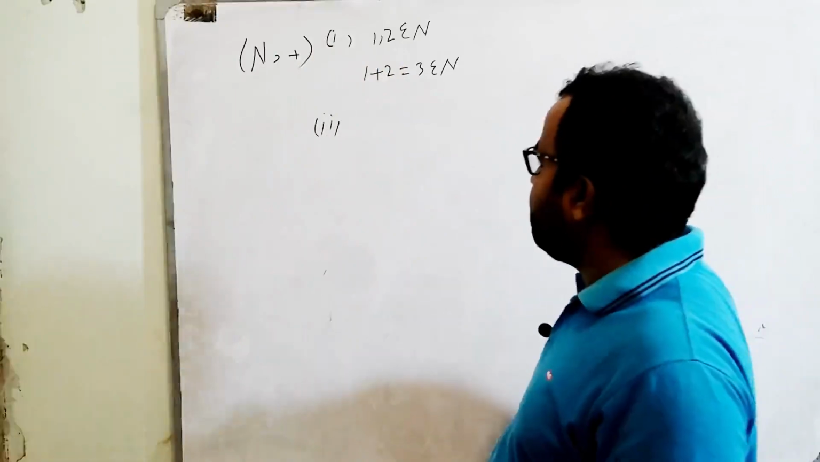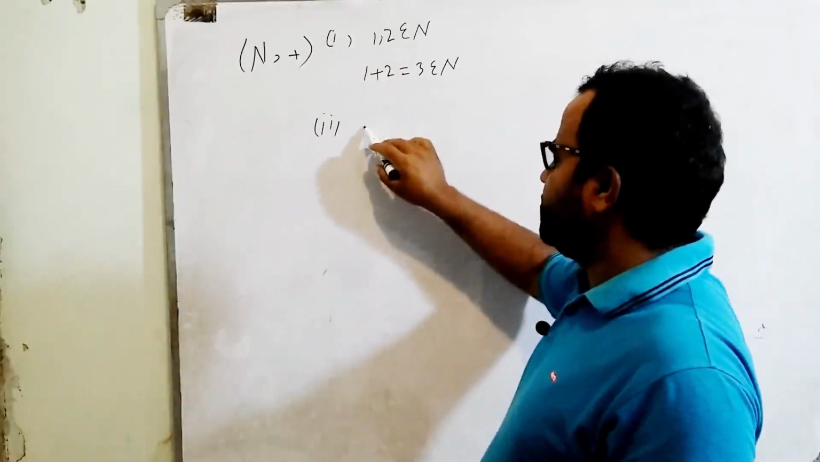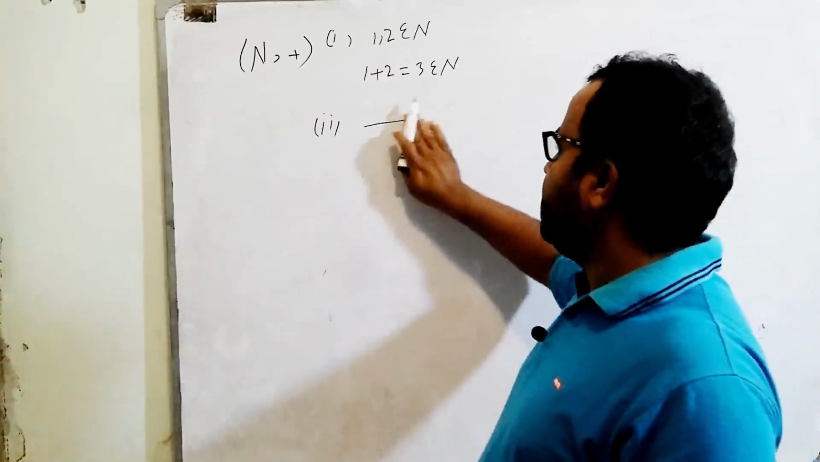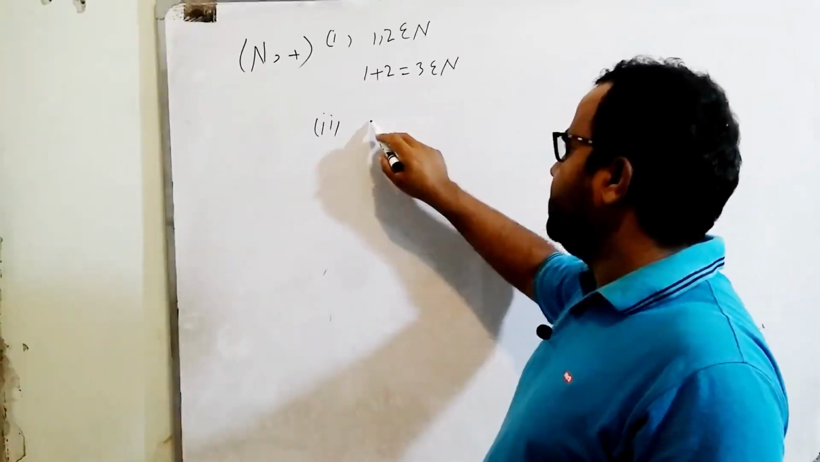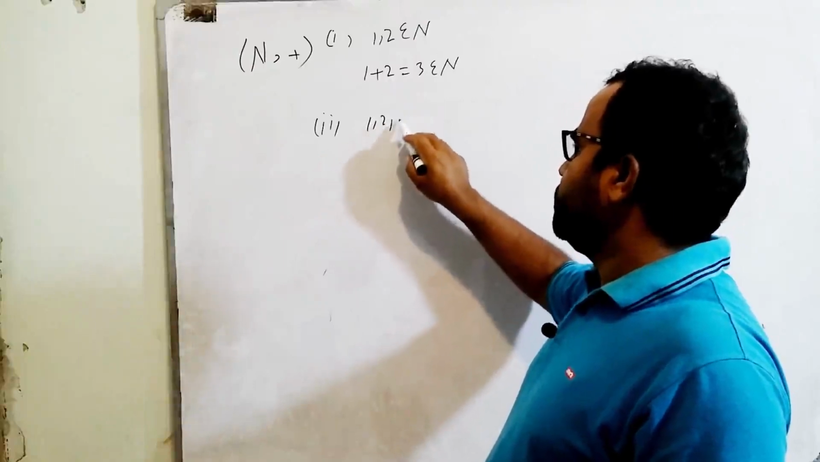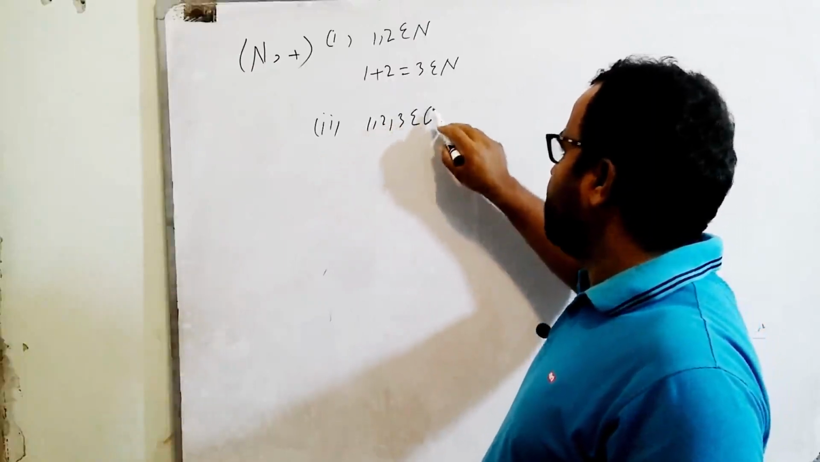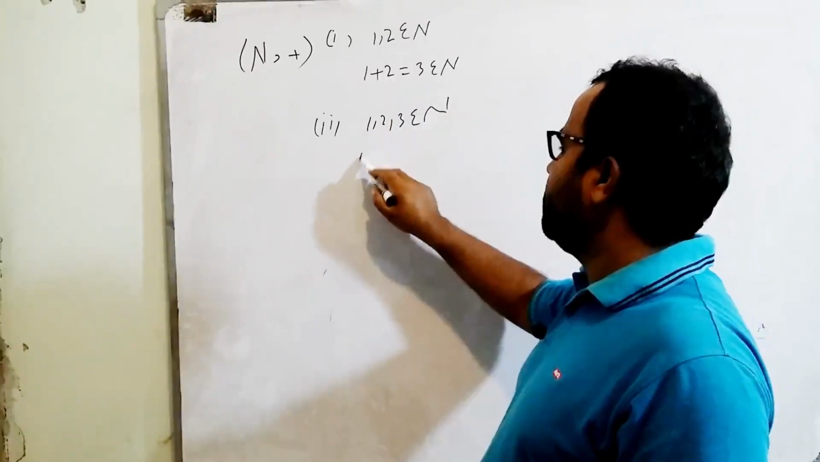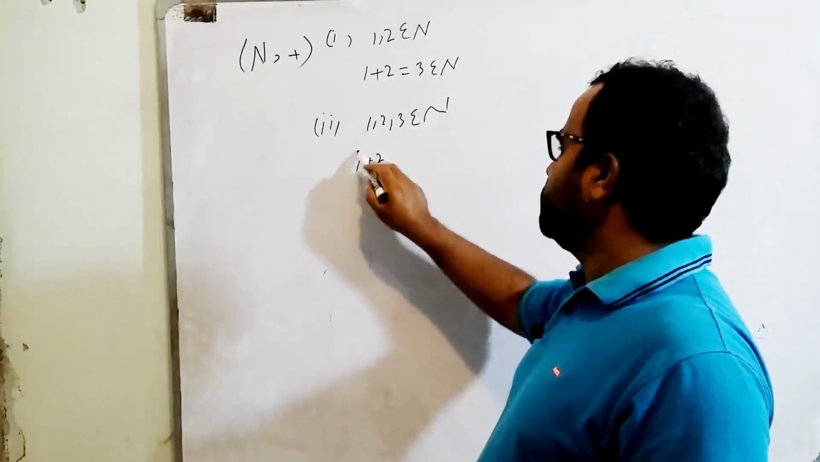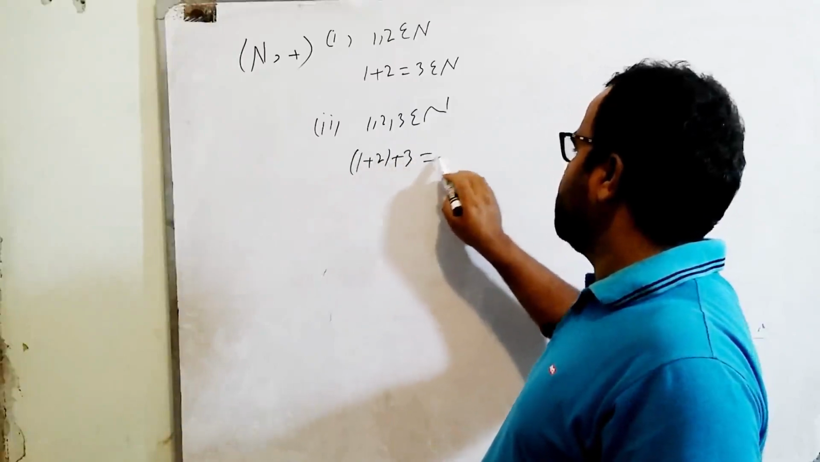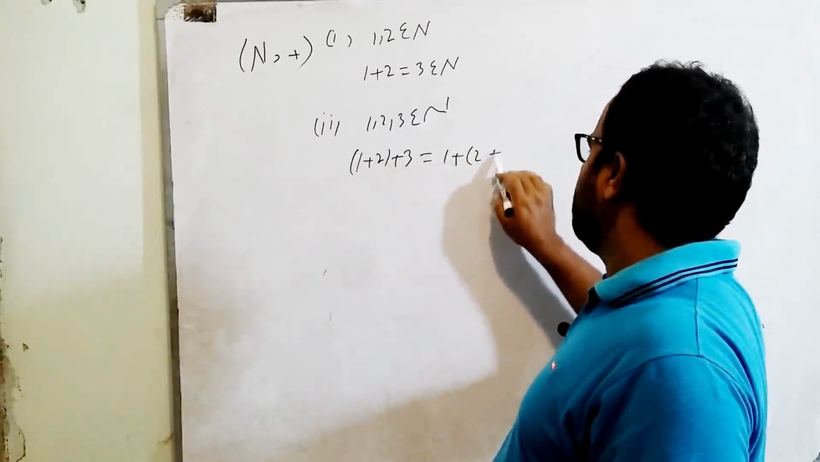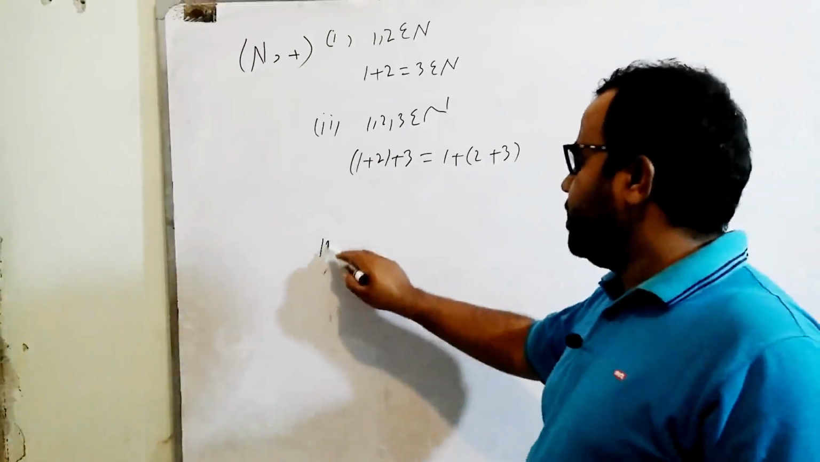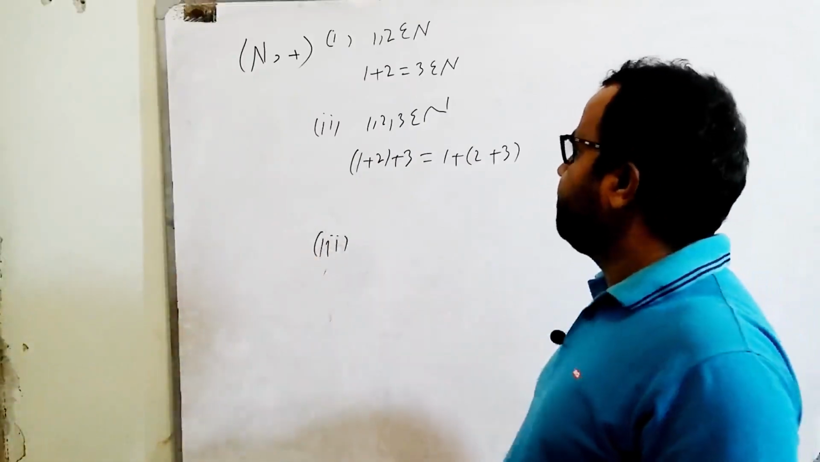So the first property, the closure law, is of course satisfied over here. And the second property is the associative law, which is obvious, because for any three elements, just like 1, 2, 3 belonging to the set of natural numbers, (1 plus 2) plus 3 is equal to 1 plus (2 plus 3). So this is obvious.